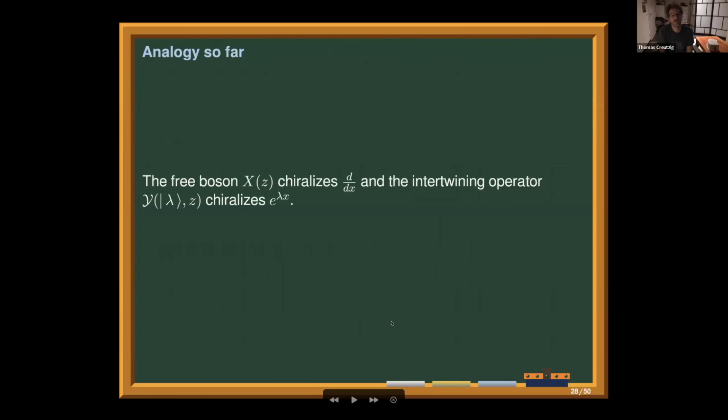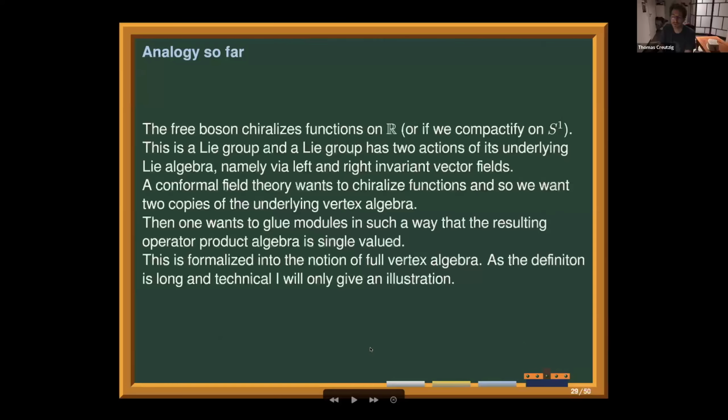So far, our analogy is, I said this many times, so I'm repetitive, of course I should be: the free boson field x of z chiralizes the differential operator d dx, and the intertwining operator, this field curly Y of lambda and z, chiralizes the function e to the lambda x. Now, the free boson chiralizes functions on the real line, or if you prefer compact manifolds, we can also think about it as the free boson on the unit circle.